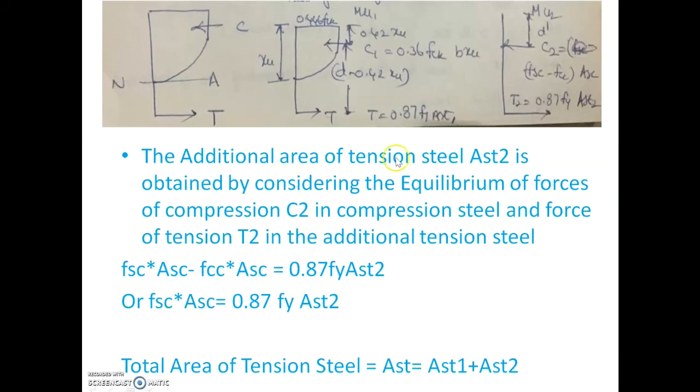The additional area of tension steel Ast2 is obtained by considering the equilibrium of forces of compression, that is C2 in the compression steel, and force of tension T2 in the additional steel. Total compression C2 is equal to total tension T2. So by equating these two, fsc Asc minus fcc Asc is equal to 0.87 fy Ast2. So fsc Asc is equal to 0.87 fy Ast2. By using this equation, we will get the Ast2 value. Then total tension steel Ast is equal to Ast1 plus Ast2.